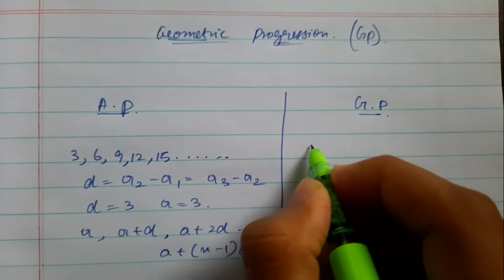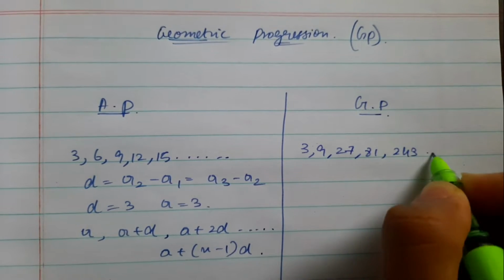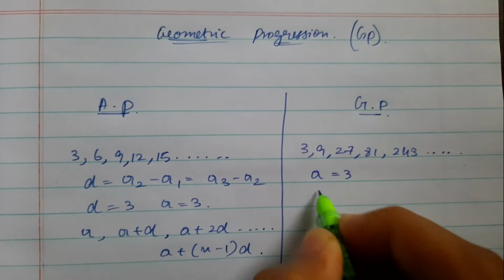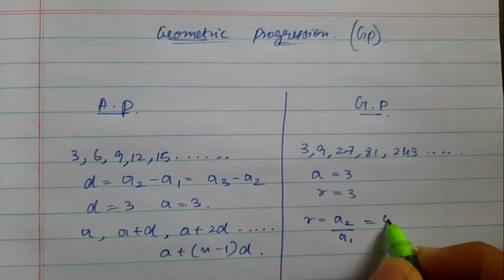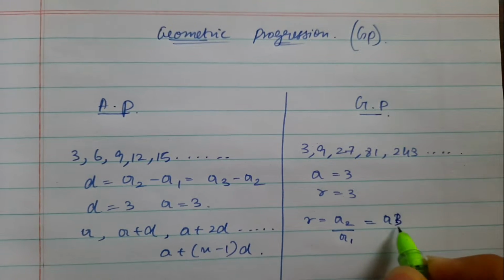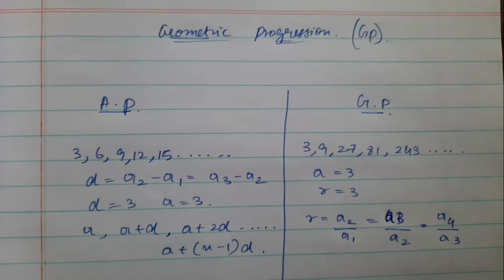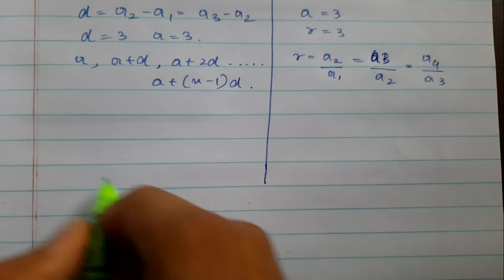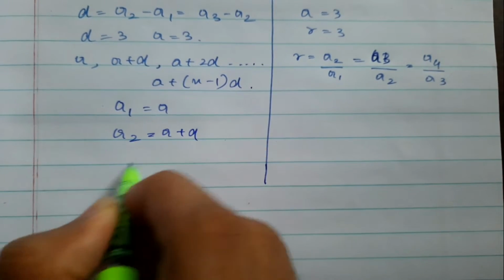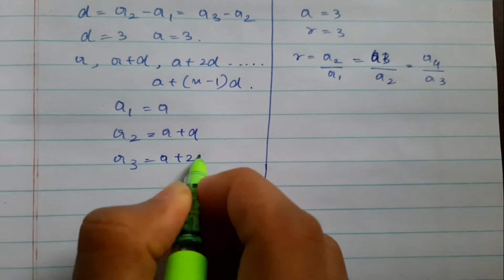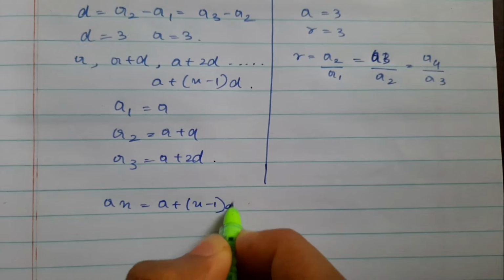In GP, that is geometric progression, 3, 9, 27, like that. First term A equal to 3, common ratio R equal to 9 divided by 3, that is equal to 3. Formula: A2 divided by A1, second term divided by first term, third term divided by second term, fourth term divided by third term. In AP, A1 equal to A, A2 equal to A plus D, A3 equal to A plus 2D. Therefore the nth term An equal to A plus (N minus 1) into D.